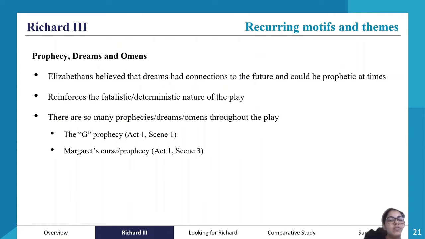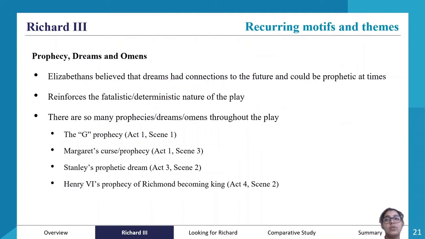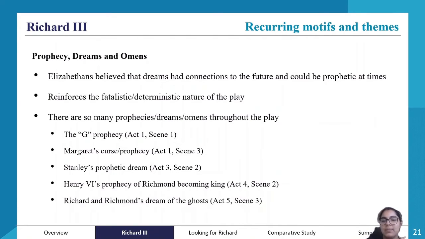Then Margaret's curse and prophecy. She curses everyone, and her prophecies are obviously quite impactful in the play. Stanley's prophetic dream. Henry the Sixth's prophecy of Richmond becoming king. That's an important one, that's foreshadowing what's going to happen. And then Richard and Richmond's dream of the ghosts. I think that is again one of the most powerful ones. It's an important one because you can always link back to this when you're talking about determinism versus humanism, so fate versus free will.